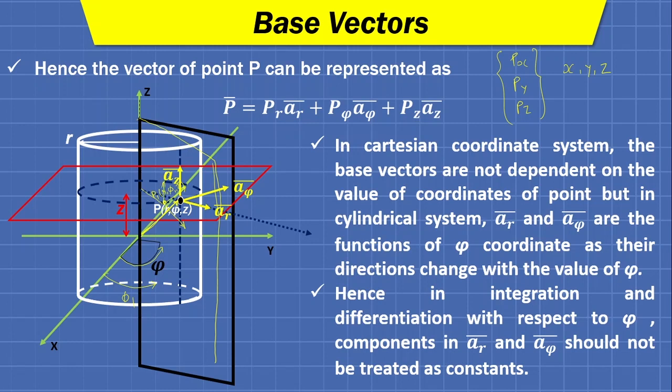The Z direction will not face any change with the changing of this angle, but the direction of R and phi, as you can see, have changed. So here R direction and phi direction are the function of the angle. And hence in integration and differentiation with respect to phi, components in R direction and phi direction should not be treated as constant. You will have more clear idea once we solve some numericals on this system. But it is easy to recognize that if we change the value of angle, then R direction and phi direction will also change.